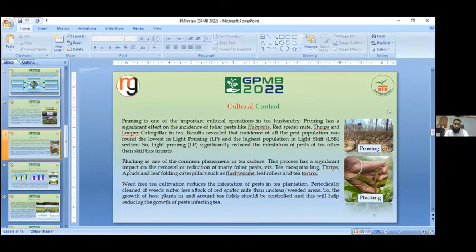Weed-free cultivation reduces the infestation of pests of tea in tea plantations, and periodically cleaned areas suffer less attack of red spider mite than uncleaned or weedy areas. So the growth of host plants in and around tea fields should be controlled, and this will help reduce the growth of pests infesting tea. Under these three techniques, we can maintain cultural control.